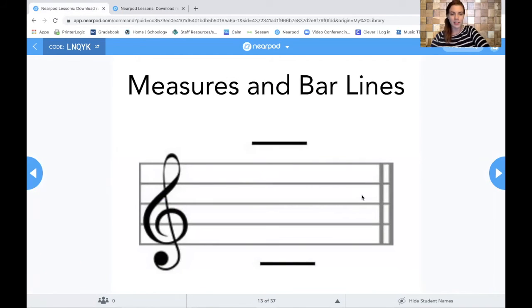Now we're going to move on to talking about measures and bar lines. What you see right here on the screen is called a measure of music.